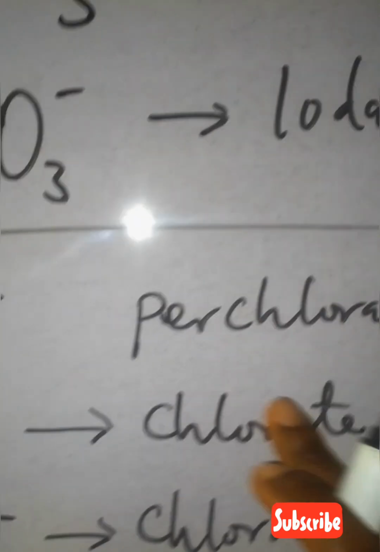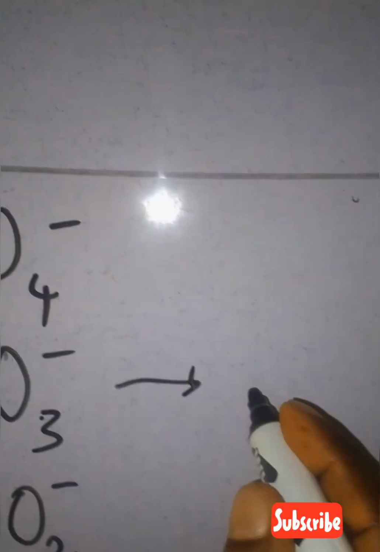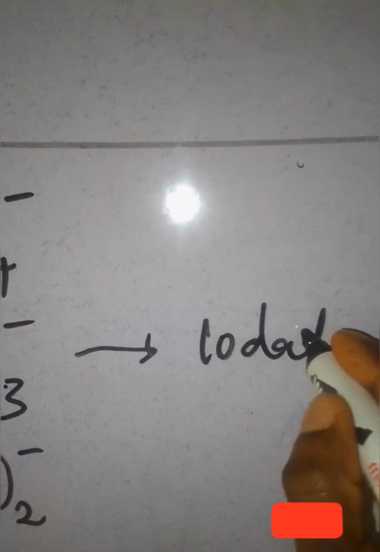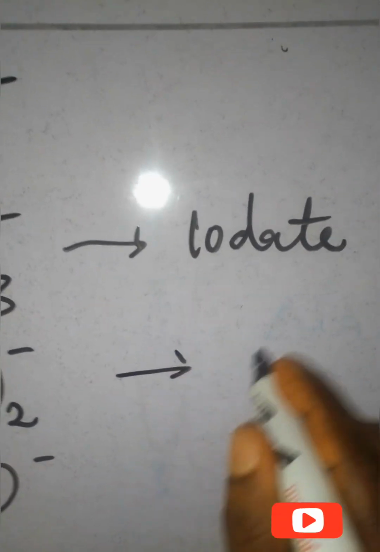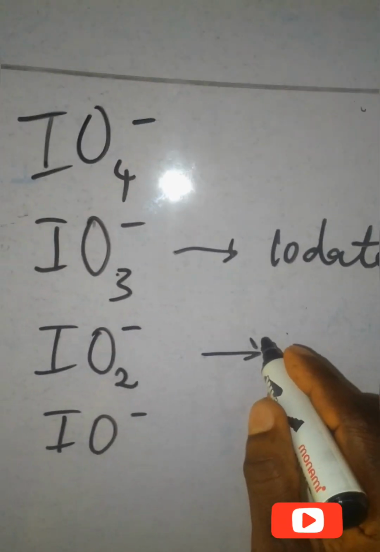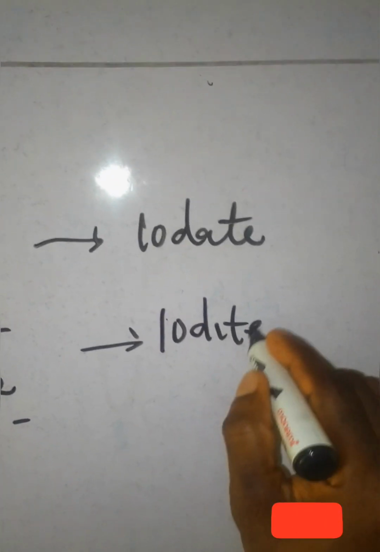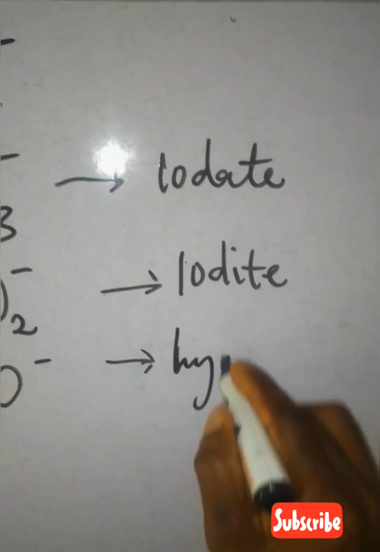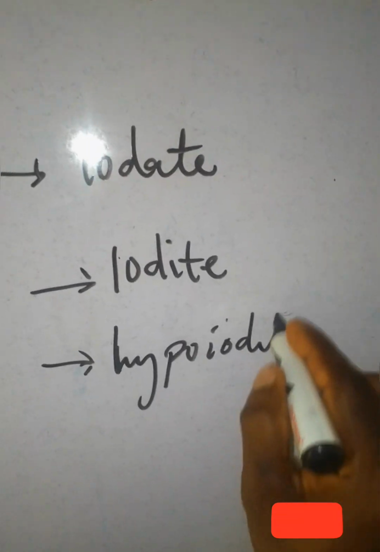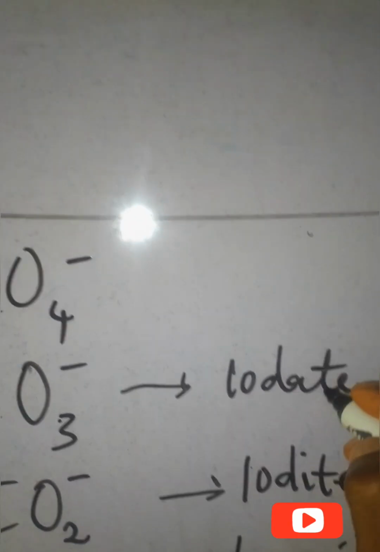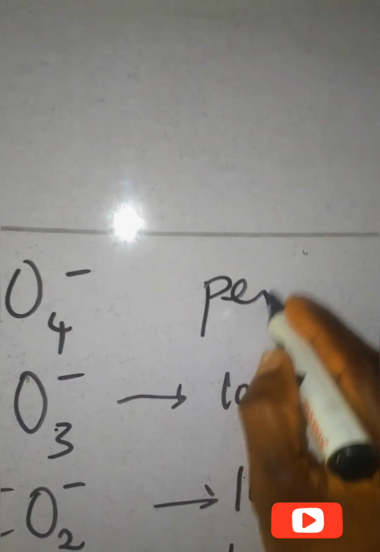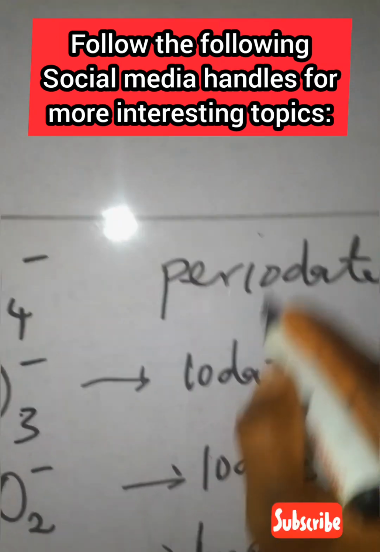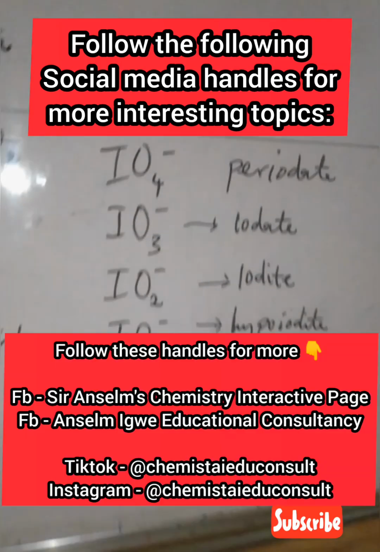You know, the difference is iodine and chlorine. So if this is chlorate, we are going to name this iodate. So if there is a drop, the -ate becomes -ite. So the name will become what? Iodite. And if there is a further drop, the name becomes hypoiodite. And if there is an increase from this reference point, iodate, we say periodate. And that is how to name it.